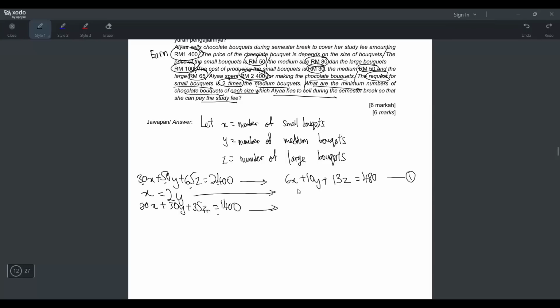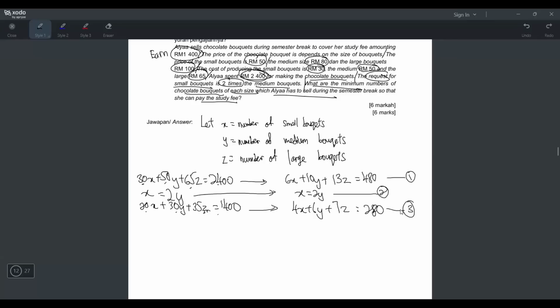Second equation, x equals 2y. Okay, this one cannot simplify already. So this one we just call equation 2. Okay, equation 3 is this one. This one can simplify. All these numbers can divide. 10? 10 cannot, because 35 cannot divide by 10. So I think you divide by 5 also. So 20 divide 5 is 4x. 30 divide 5 is 6y. And then 35 divide 5 is 7z equals 1400, and 1400 also has to divide by 5, right? So what is 1400 divide 5? Press calculator, it is 280. And this one is equation 3, right?